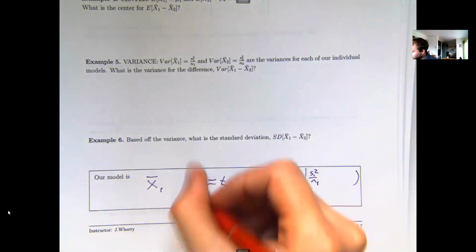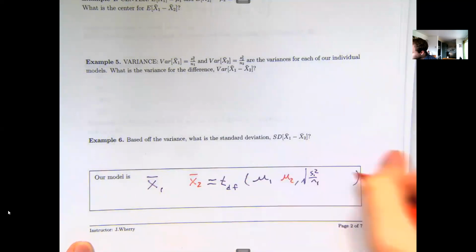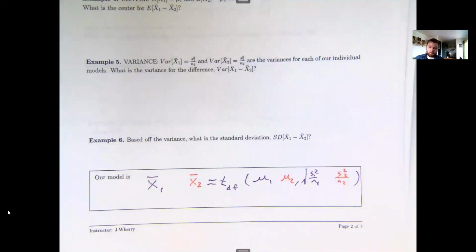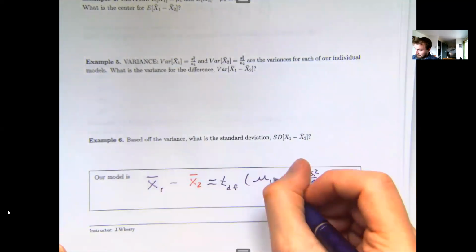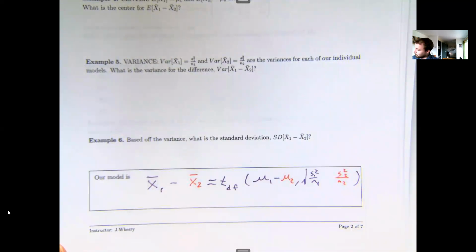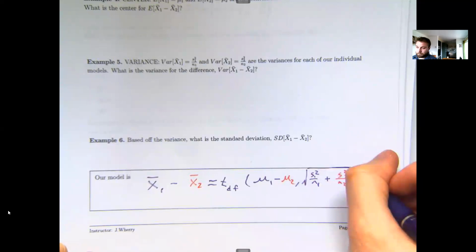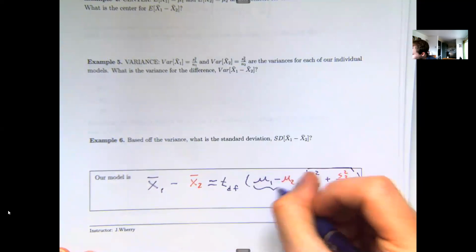And I'm going to compare this to that same information for the second group. When I'm looking at the centers, I subtract the centers. When I'm looking at the spread, I add the spread. So my model for x bar 1 minus x bar 2 follows a t distribution. Center of mu 1 minus mu 2, I'm going to label this thing as my center.